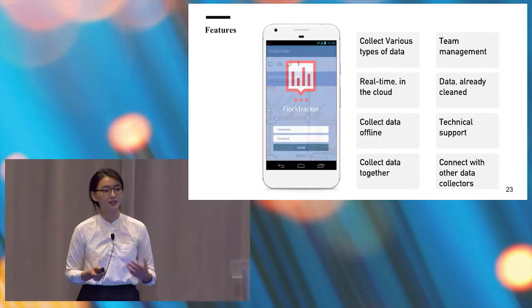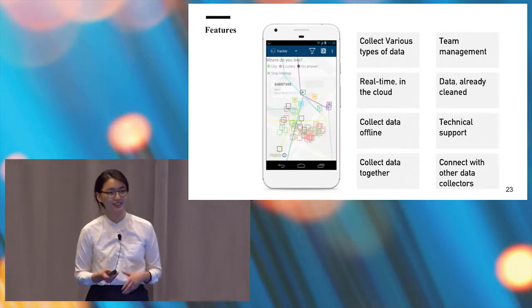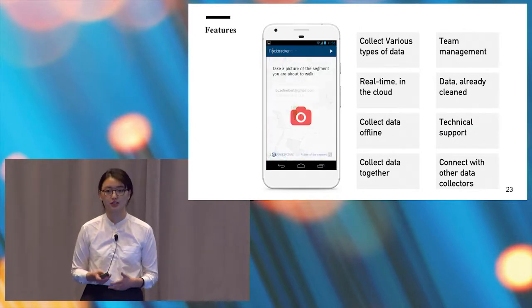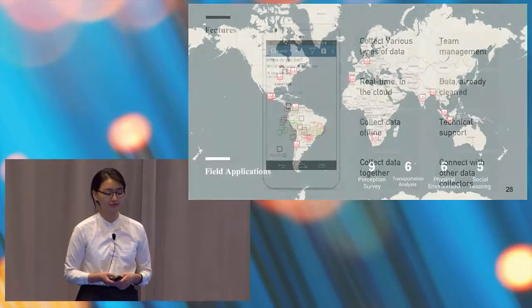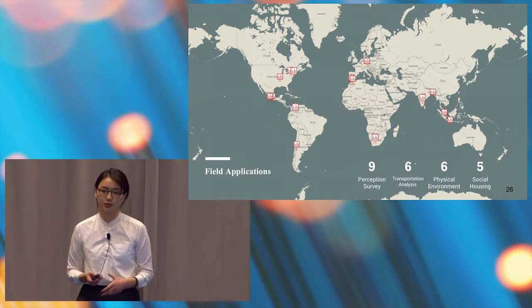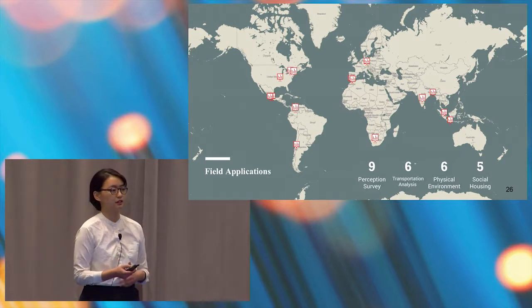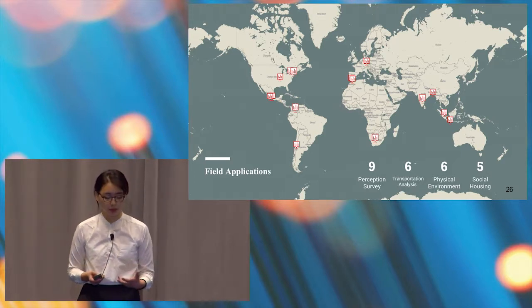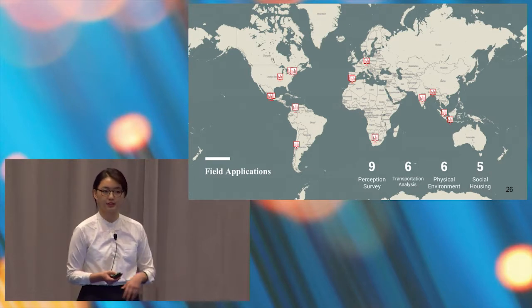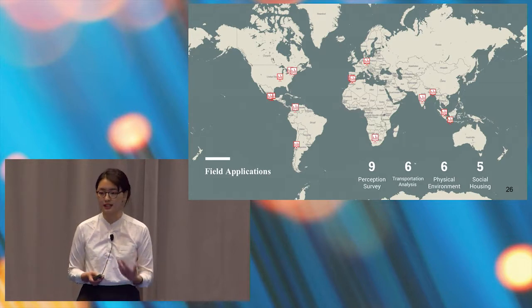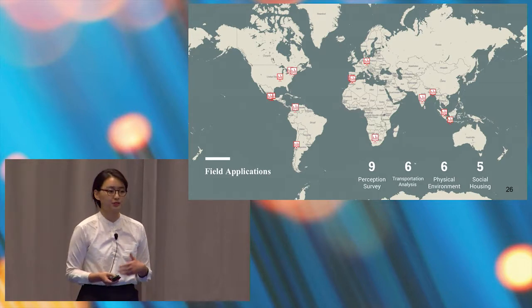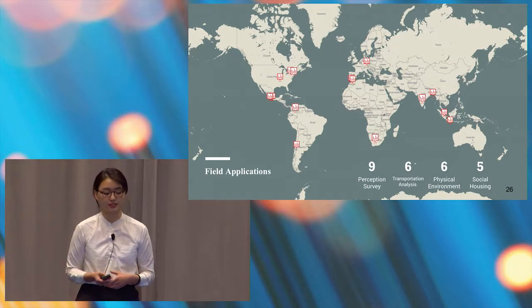In summary, we think that Flock Tracker makes data collection in the field easier, better, and more efficient. We have already worked with many partners spread around the world who deploy projects on perception surveys, social housing research, and beyond. This helped us to develop and test our technology, but also to understand our potential users.